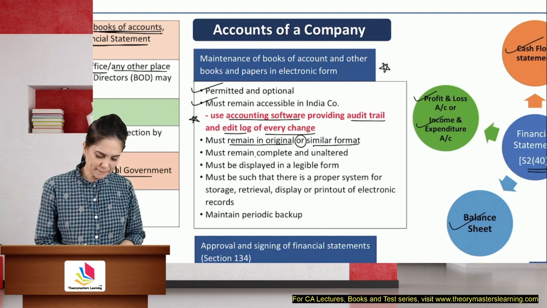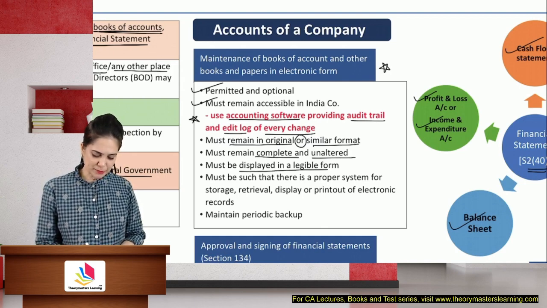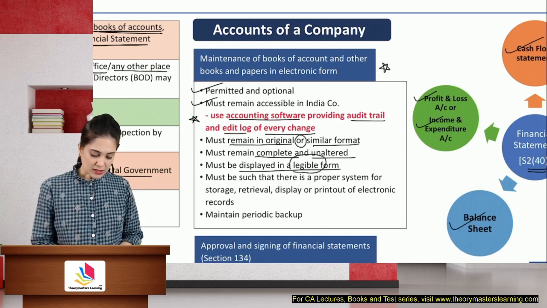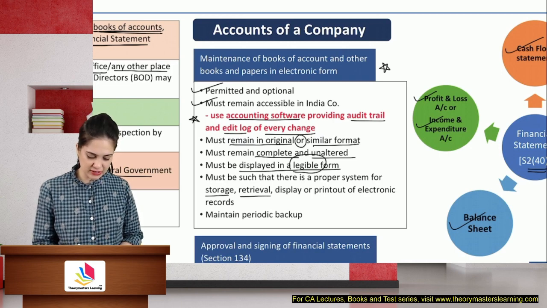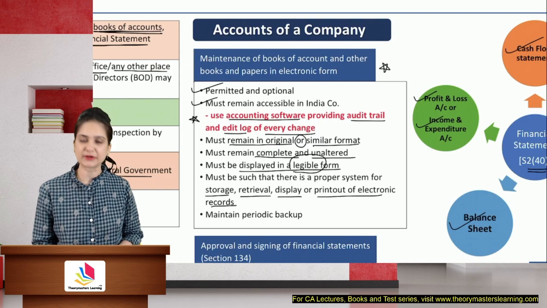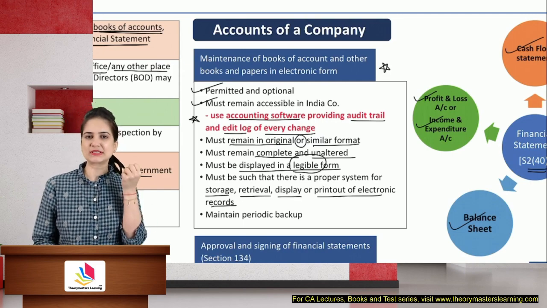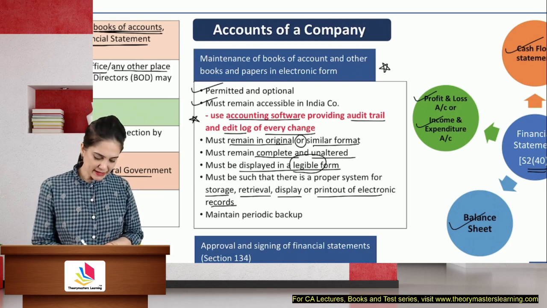It must remain complete and unaltered. Yes. It should be displayed in legible form. Legible means a form which is understandable. It must be such that there is a proper system for storage, retrieval, display, printout of electronic records. So you must be able to maintain, retrieve the records, and you should also be able to take a printout of the record. Maintain periodic backup.